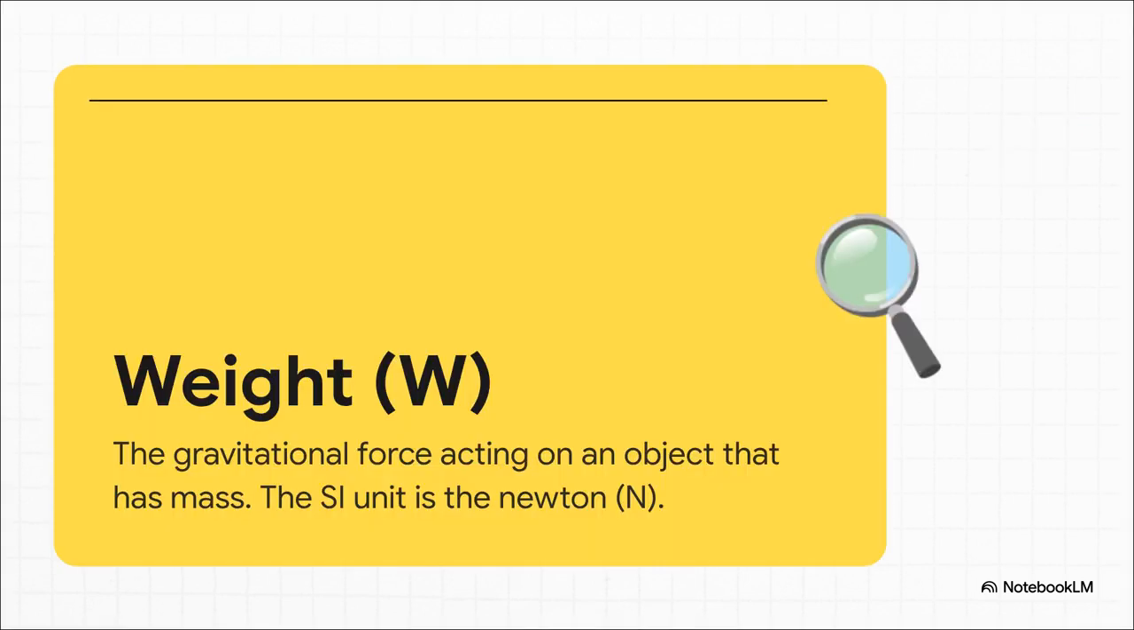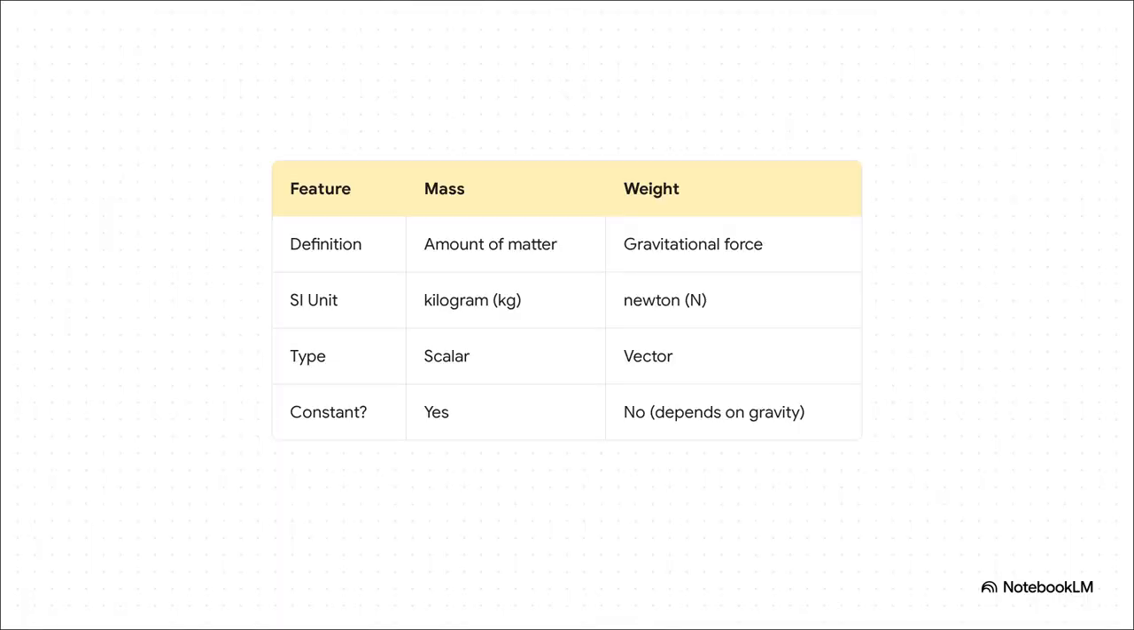And now for the challenger, weight. Weight is not the amount of stuff in you. No, weight is the force of gravity pulling on all that stuff. And since it's a force, its official scientific unit is the Newton, which we write with a capital N. Yep, named after the guy who figured it all out, Sir Isaac Newton. This table really puts it all side by side. Let's look at that type row.